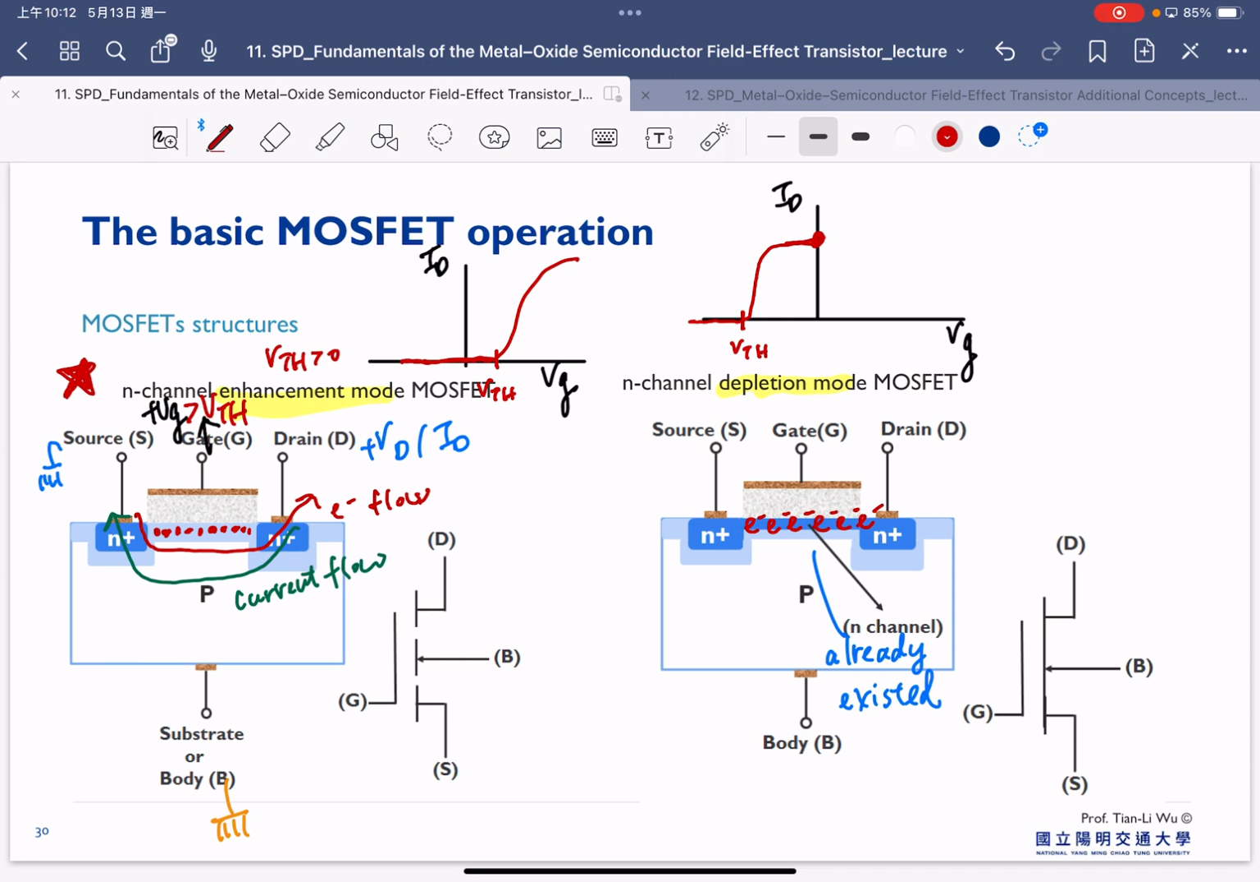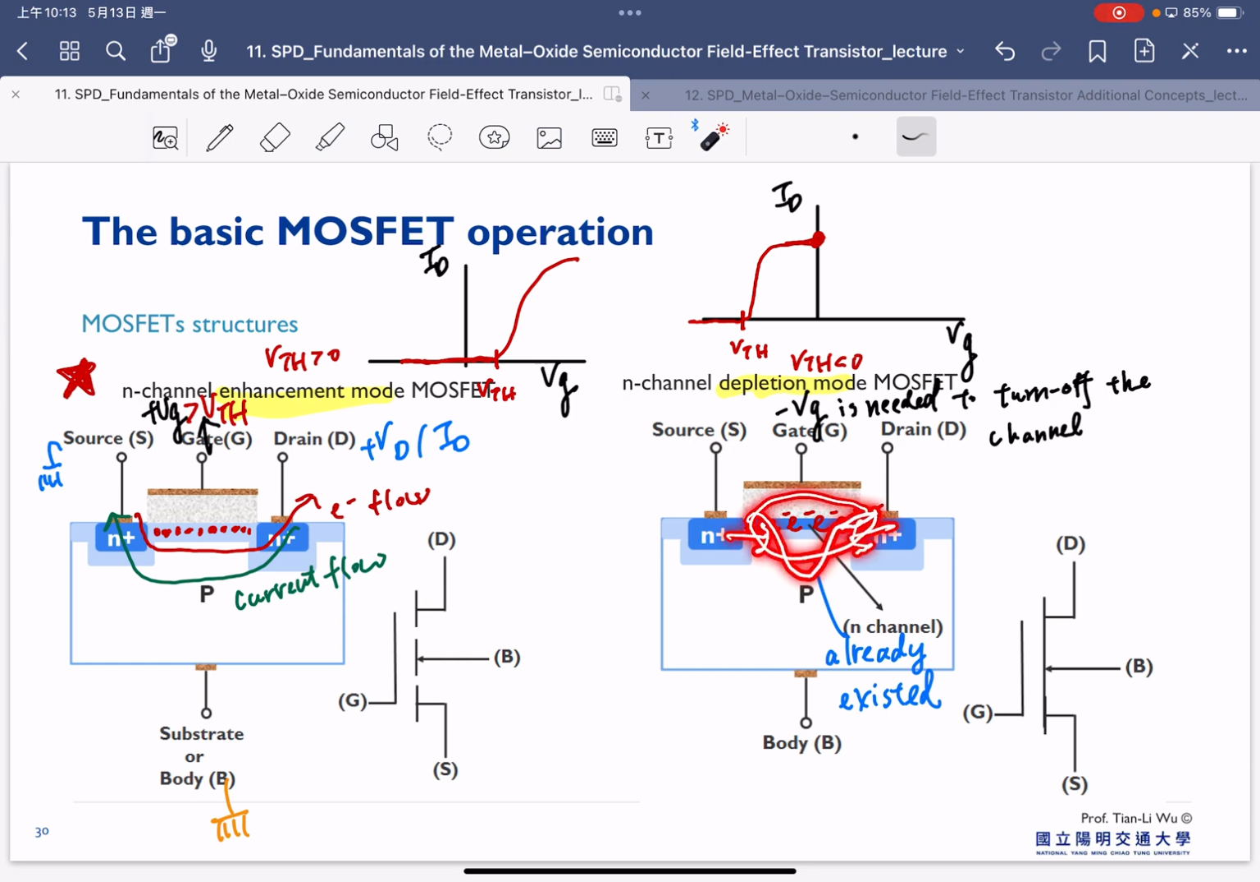After a certain point, we still can turn off the device, and this is still defined as the threshold voltage, and therefore depletion mode means that our VTH is negative, smaller than 0, and a negative VG is needed to turn off the channel. So we need to apply negative bias, and negative bias will start to form the depletion region. Once we have a depletion region, the electrons here cannot flow anymore because all these electrons will be depleted, and that means we don't have electrons in the channel. So that's why we call this a depletion mode.